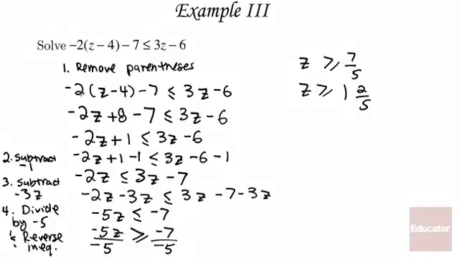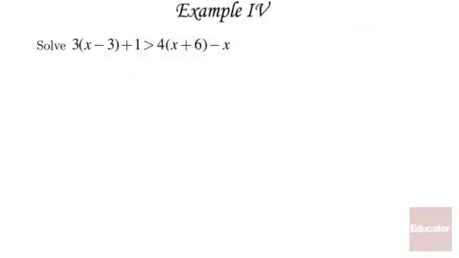My first step was to remove the parentheses using the distributive property. I then combine the like terms to simplify. Use subtraction to get the numerical terms on the right. Use subtraction again to get the variables on the left. And finally, divided by a negative number to isolate the z, and that meant that I had to reverse the inequality symbol. And the solution set is z is greater than or equal to 1 2/5. So that one was a bit longer.